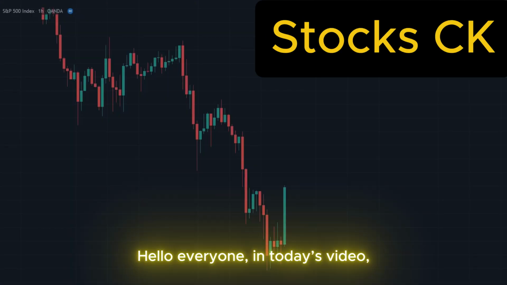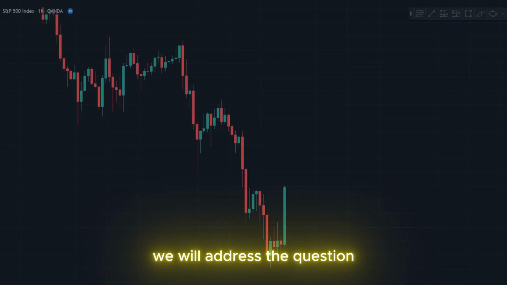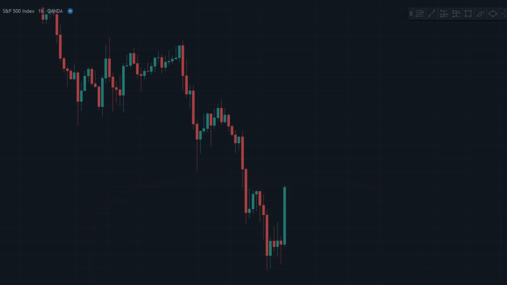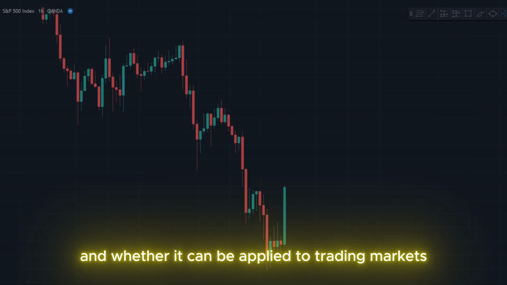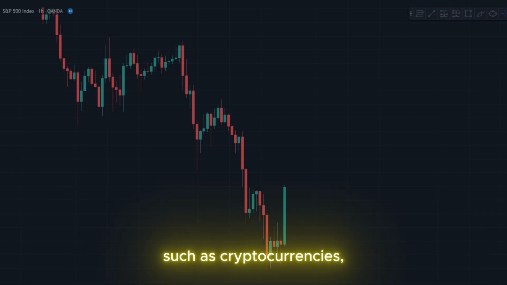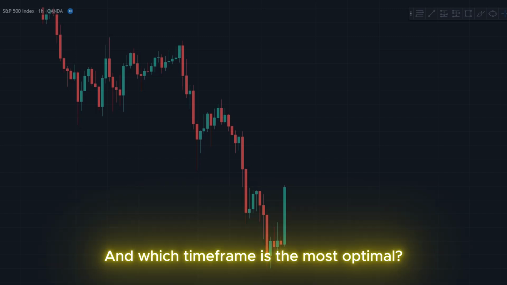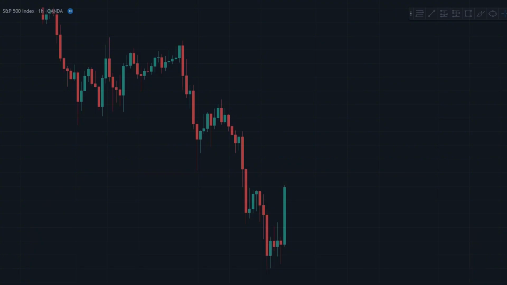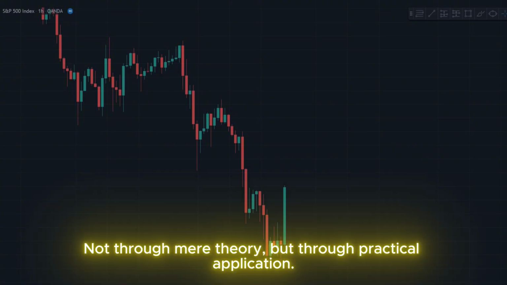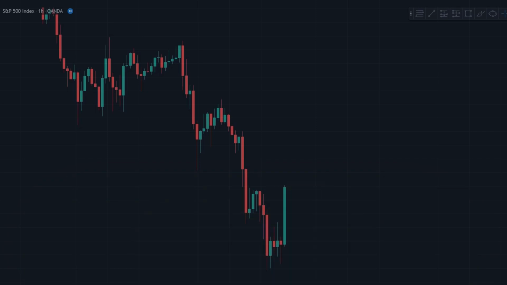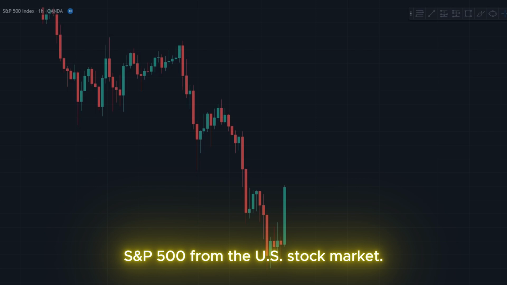Hello everyone, in today's video, we will address the question about the method I'm using and whether it can be applied to trading markets such as cryptocurrencies, stocks, commodities, or indices, and which time frame is the most optimal. Not through mere theory, but through practical application. Let's get started. This is the chart of the index, S&P 500 from the US stock market.